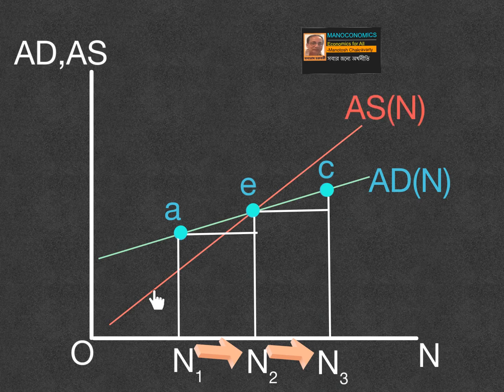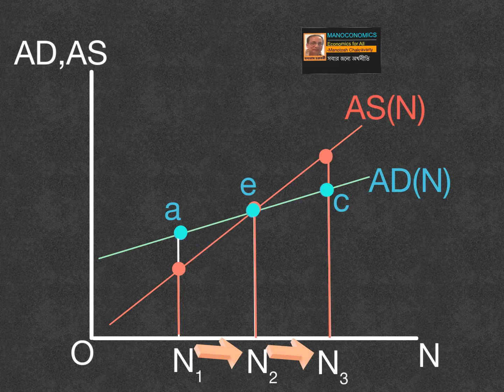Now the aggregate supply curve is drawn. The aggregate supply curve goes in the upward direction. Aggregate supply represents the minimum level of cost or minimum requirements to sustain this level of employment. So as employment increases, the minimum cost for maintaining that level of employment also increases, and it increases at a constant rate. Here we see that at the point E, the aggregate supply curve intersects the aggregate demand curve.